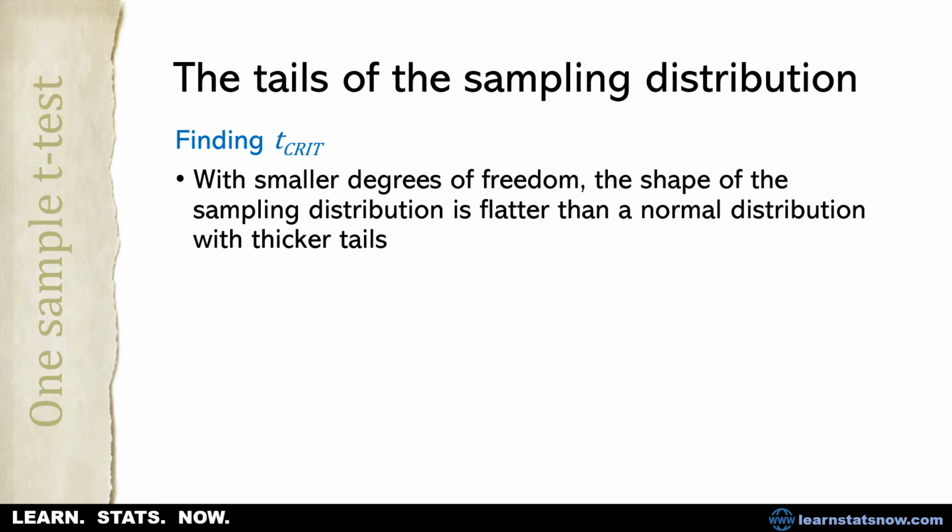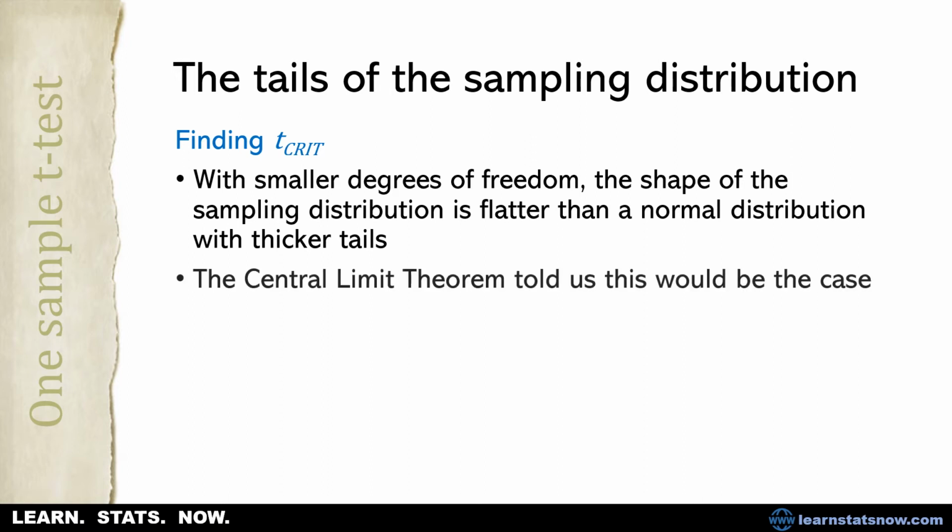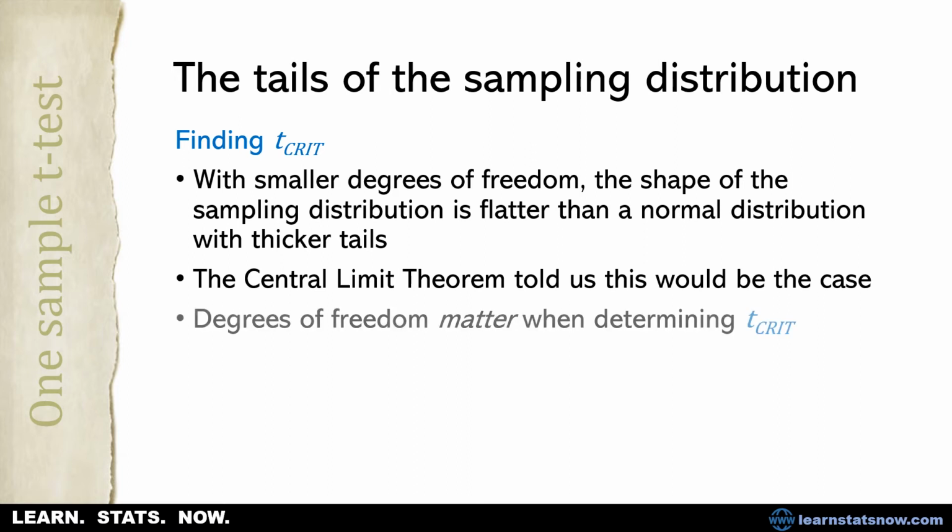With smaller degrees of freedom, the shape of the sampling distribution is flatter than a normal distribution, and it has thicker tails. And the central limit theorem told us this would be the case. So if you recall the central limit theorem, it pretty much said as n approaches infinity, the shape of the sampling distribution becomes increasingly normal, right? So that implies that with small n's and correspondingly small degrees of freedom, the shape of the sampling distribution is less normal. So degrees of freedom matter when we're determining the critical value for t.